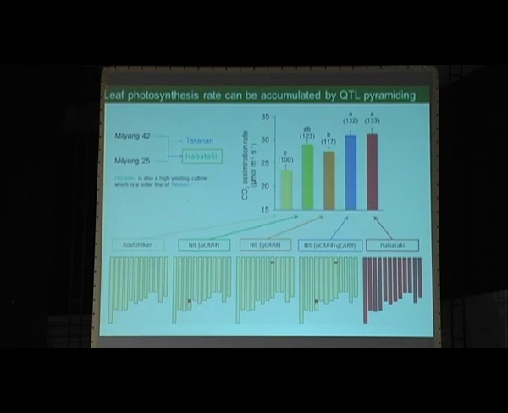This successful result is one case study, so we cannot conclude this. We cannot conclude the genetic basis of leaf photosynthesis in rice yet. However, we have some positive feeling for improving source capacity by DNA marker-assisted selection.